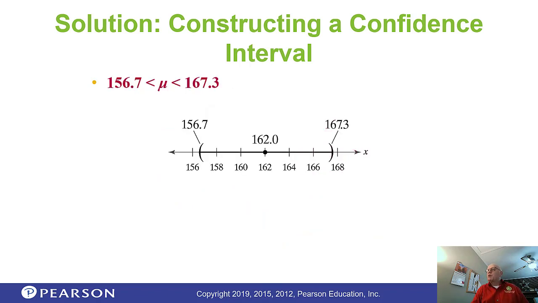Next, that's what it looks like on the number line. This is the x bar that you found. That's your point estimate. You add E to it to get the right side, subtract E from it to get the left side of your confidence interval, and there you go, 156.7 to 167.3 is your confidence interval at a 95% confidence. If you change that confidence level, you're going to have a different confidence interval too.